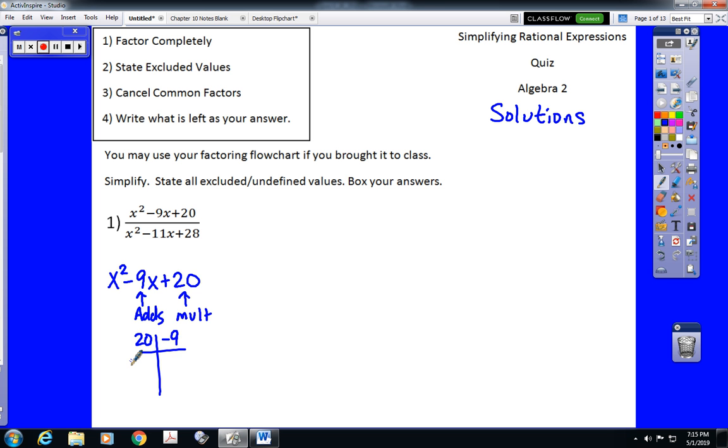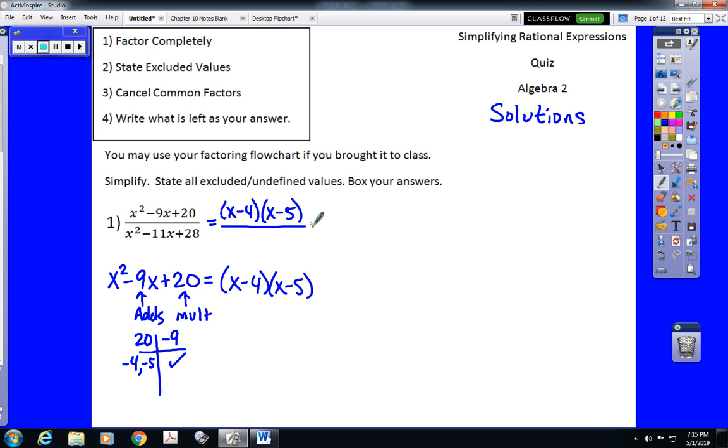Now we have a lot of options, but the numbers we are looking for are negative 4 and negative 5. Those are the ones that add to negative 9. Since this is basic trinomial factoring, since there's no number in front of the x squared, that trinomial will factor into those two binomials. So x minus 4 times x minus 5. So that's our numerator, fully factored.